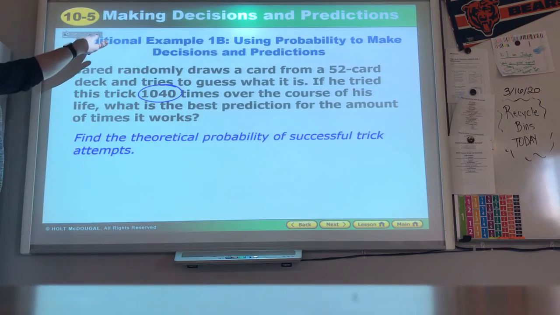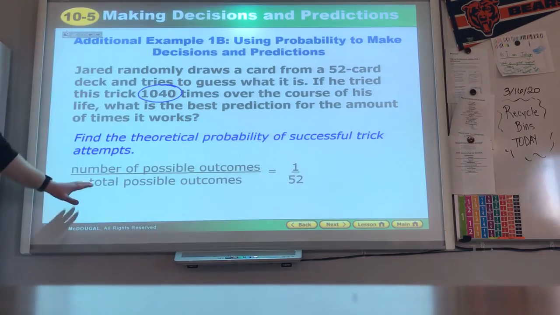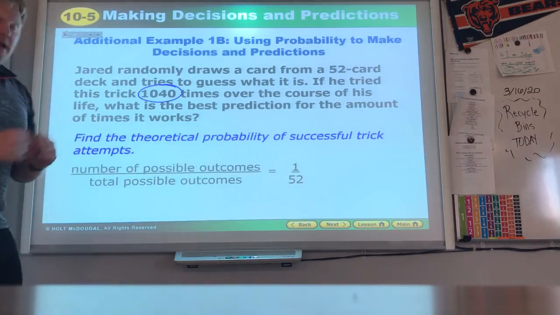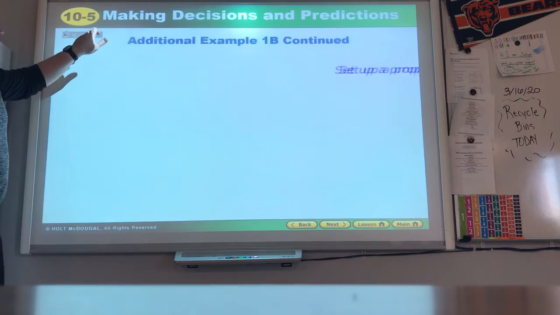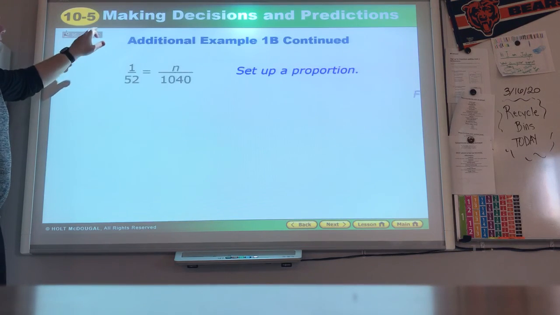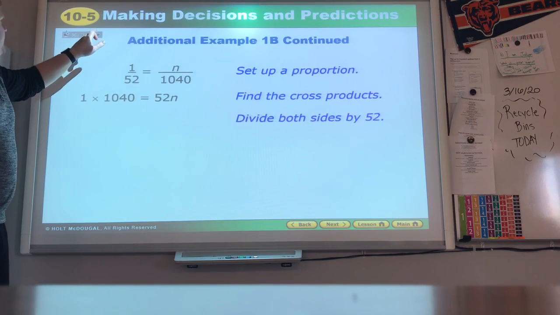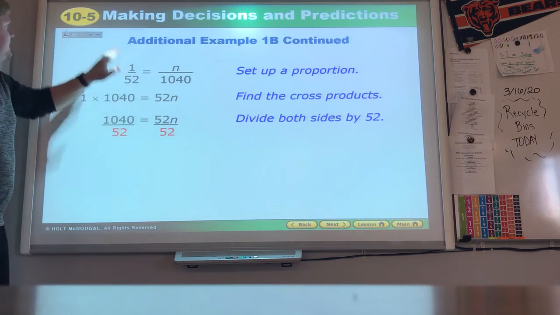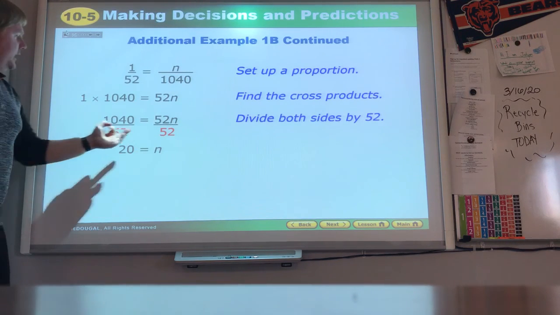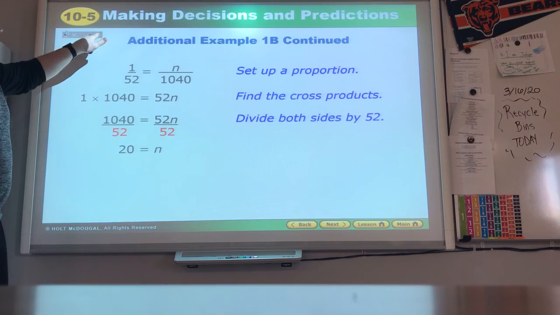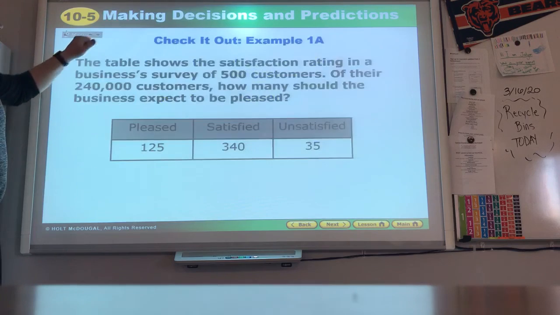All right, theoretical probability, number of possible outcomes, 1, the card he wanted. Total, 52 cards in the deck. All right, desired over total, always. Set up that proportion. Hey, they just wrote what I did. They did that multiplication, divide by that 52 because we want that n all by itself. N equals 20. So out of 1,040 times, he has the likelihood of getting it right 20 times. Not very good odds.